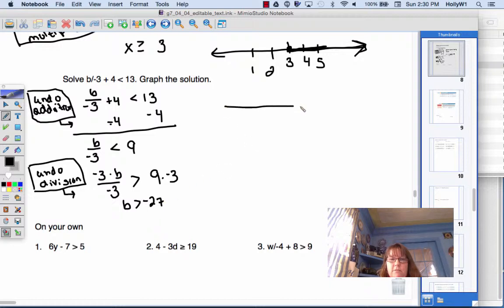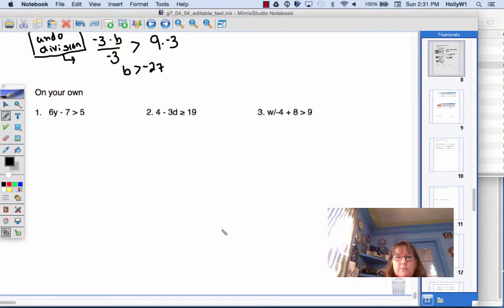And if we graph that, it looks like negative 27, negative 26, negative 28. And then b has to be greater than, but not equal to. So we have an open circle, and our arrow goes that way, because it has to be greater than. So that's how you solve that. All right, here's the ones that you can do on your own. So why don't you do those, give it a pause, and come back, and we'll see what you got.